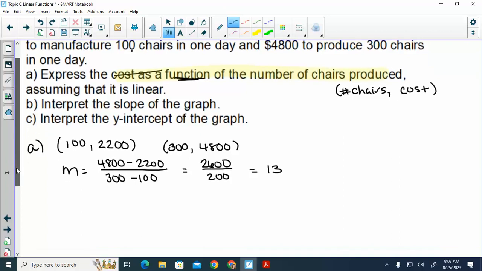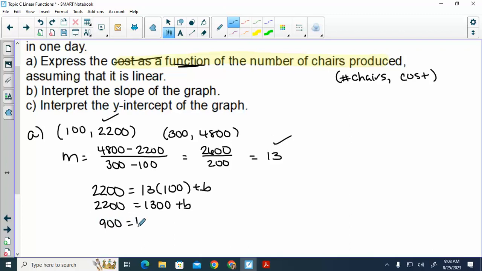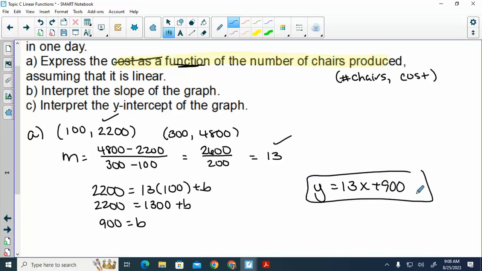Now we need a y-intercept. So we're going to take one of the points and our slope, plug into y equals mx plus b. Subtract that over, so we get 900. So our equation is y equals 13x plus 900. Looks like we all got that part.